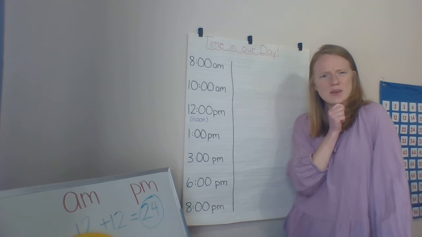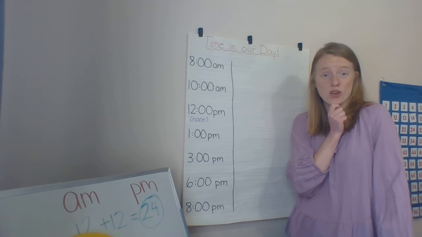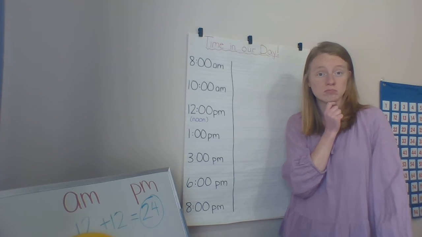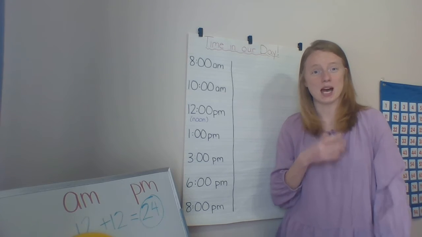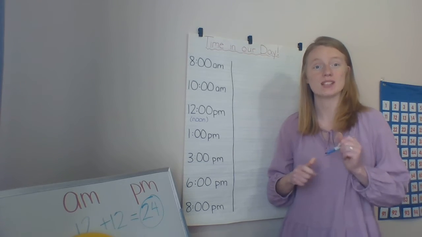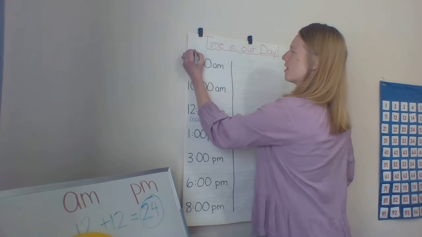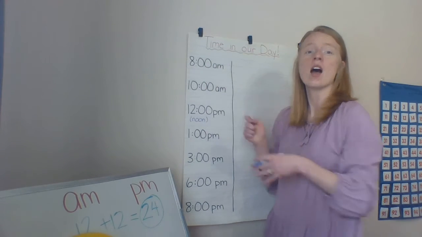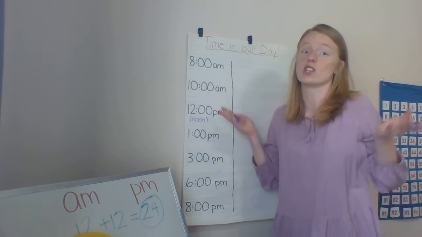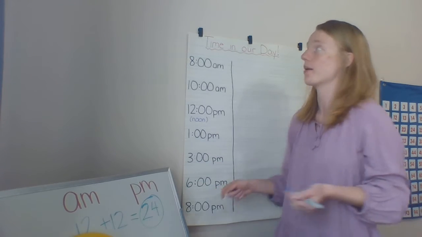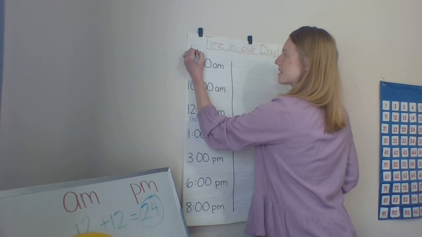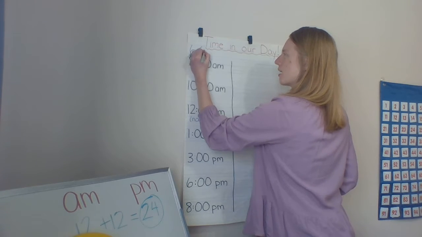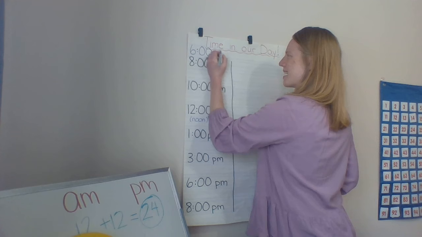So does anyone know what time your grown-up wakes you up in the morning? Well, I know that I wake up at 6 o'clock. That's what time my alarm clock goes off. So up here at the very top, that is the very beginning of my day because I'm sleeping during the really early AM hours. But my day that I'm awake starts at 6 o'clock a.m. It's in the morning.